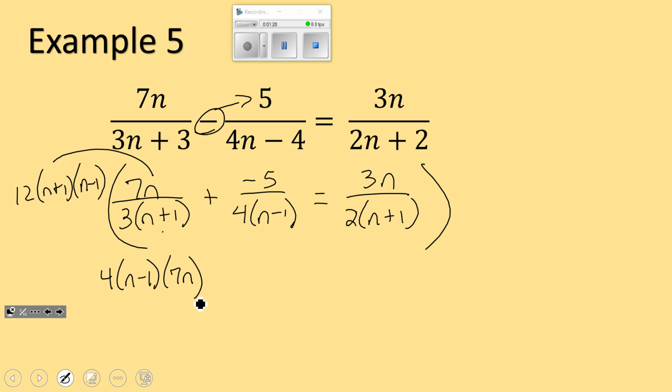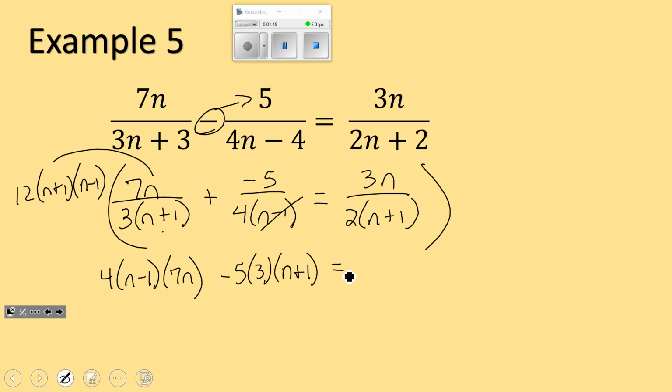Okay. On the second one, let's see, the n minus 1s cancel, and then the 4 and the 12 can simplify to what? So I've got a negative 5, I've got a 3, and then I've also got an n plus 1. So far, so good.